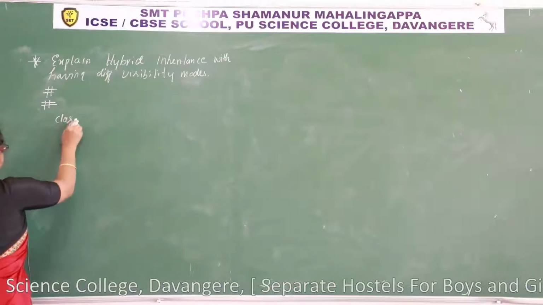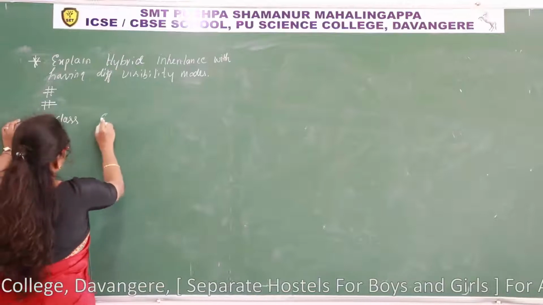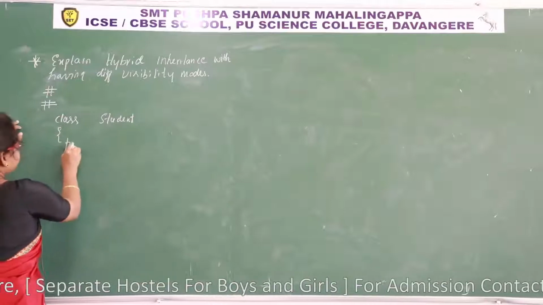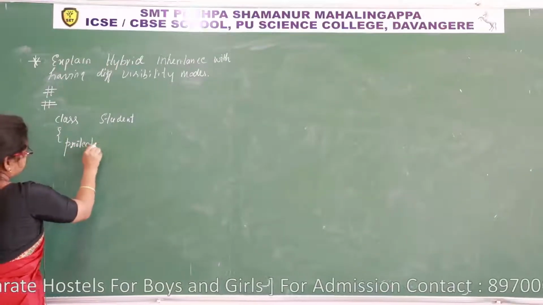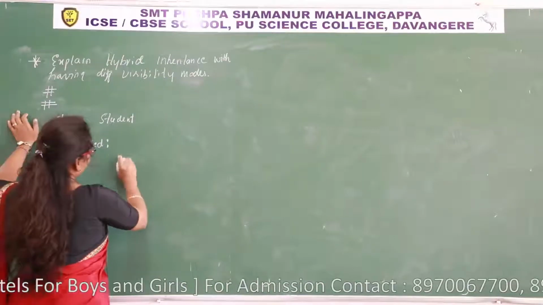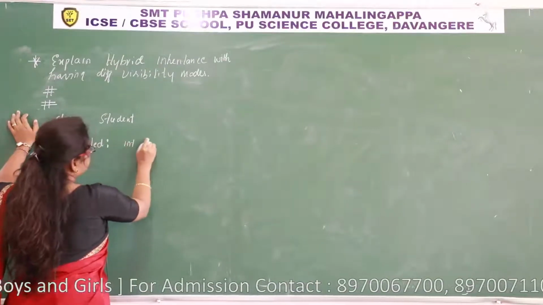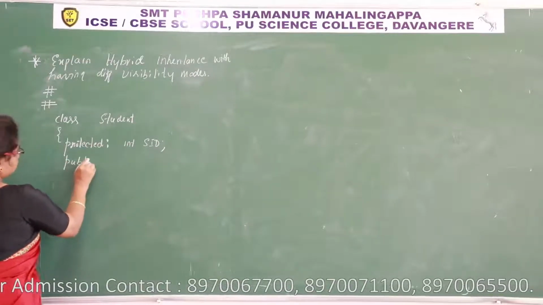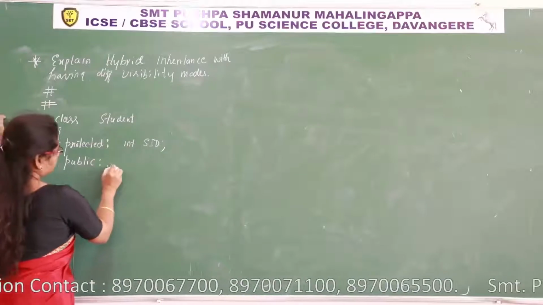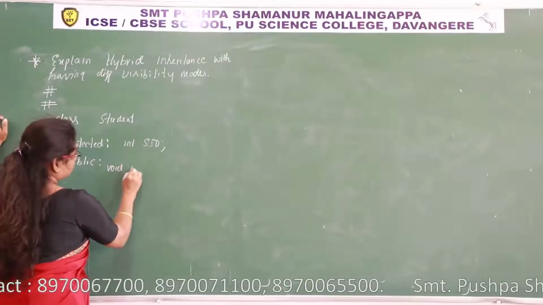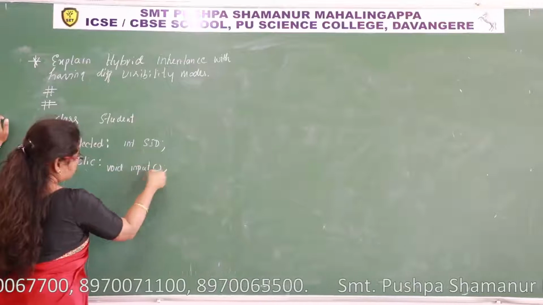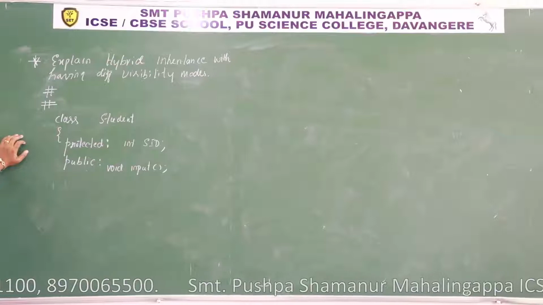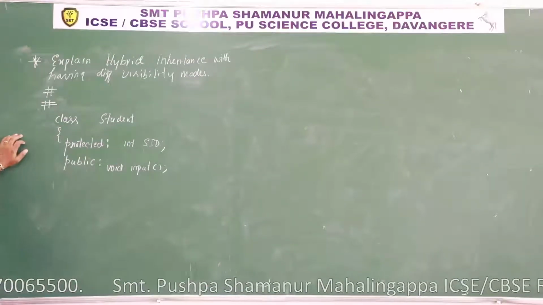Class student. In the protected section, I'll take student roll number, int SID, student ID. In the public section, I'll read this void input. Because of function overriding, we can use the same name so that it is easy to remember the function name also.